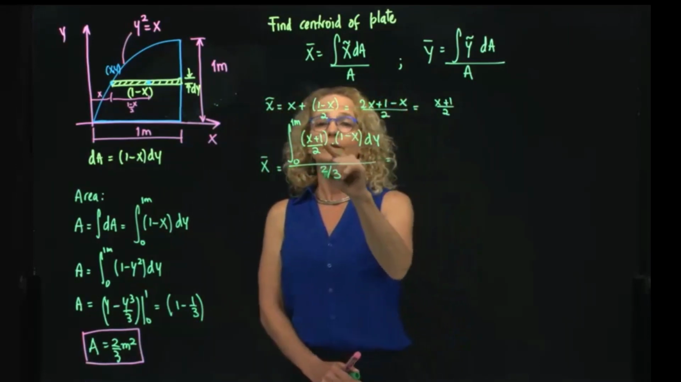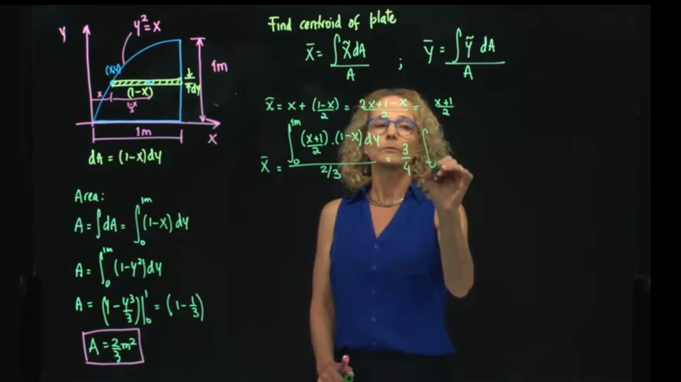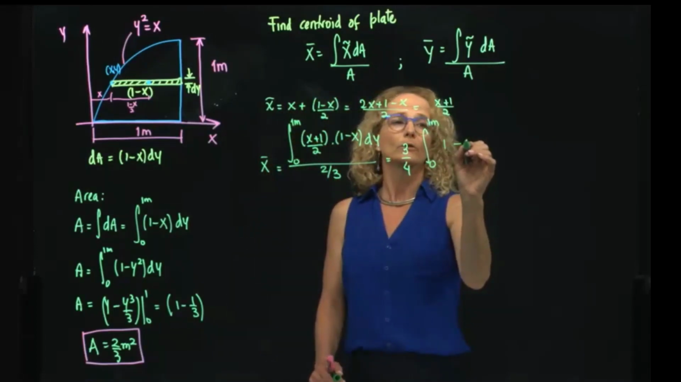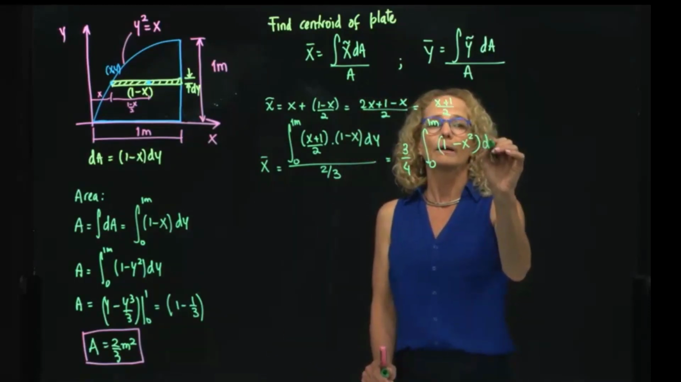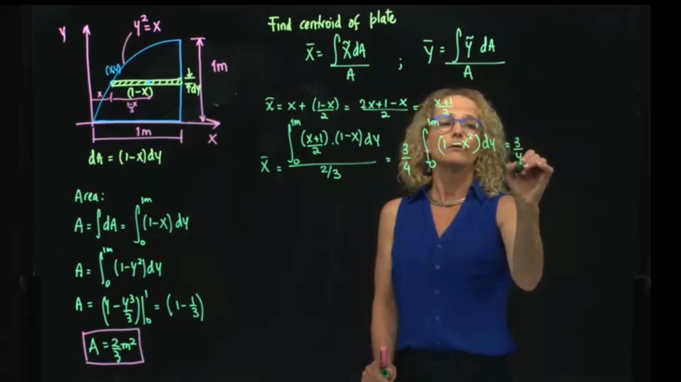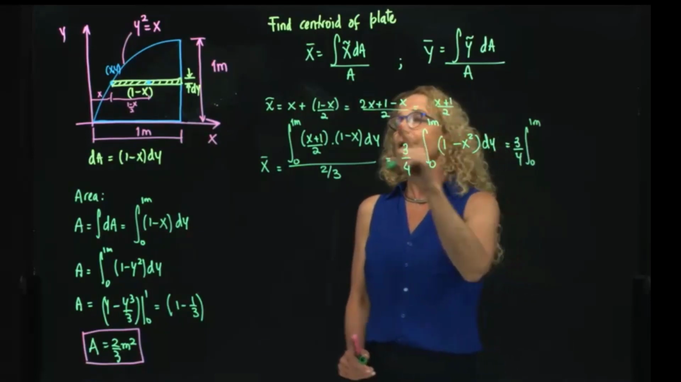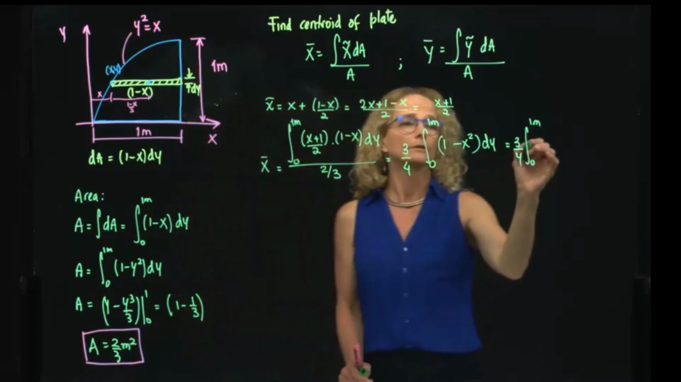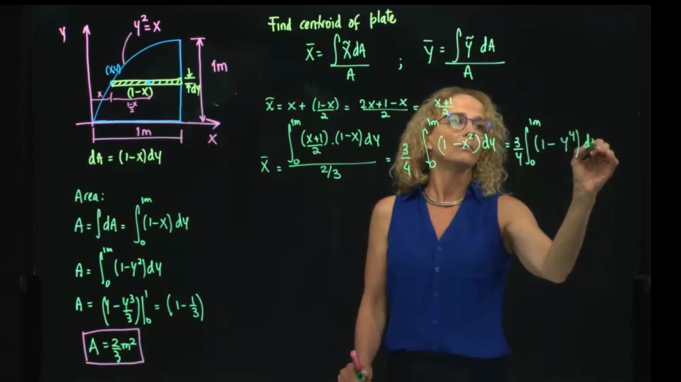Okay, so I have here a 2 that I can take out of the integral. So that will be 3/4. And my integral will be from 0 to 1 meters. And this I can write as (1 minus x squared), right? Well, factorization, you recall, and dy. And then this is 3/4, 1 over 1 meter, and I substitute x in terms of y, and I have that x equals y squared. Therefore, this will be (1 minus y to the 4th) dy.